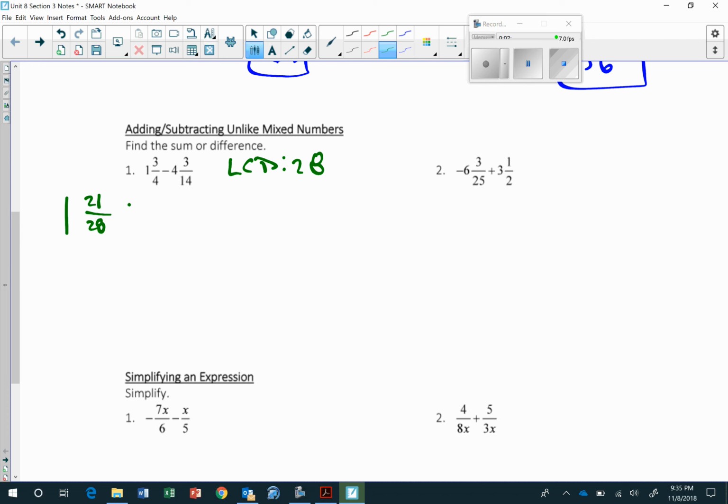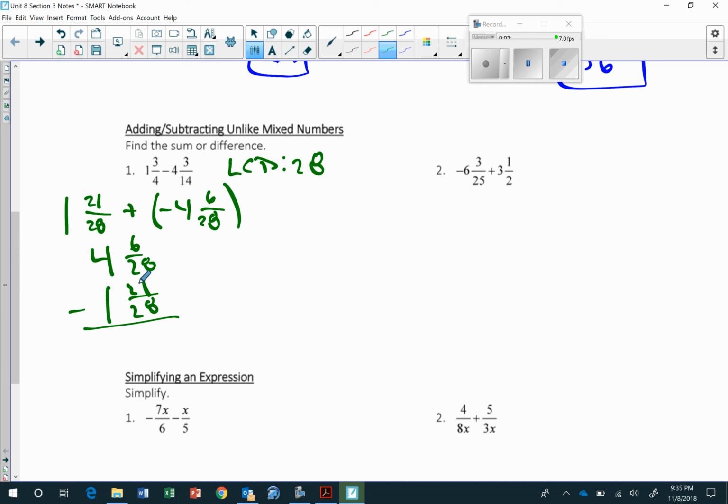Then I can switch this to plus negative 4, and I need something over 28. 14 times 2 is 28. 3 times 2 is 6. I'm going to go ahead and write these vertically now. I'm doing bigger one minus the smaller one. So 4 and 6 over 28 is minus 1 and 21 over 28. Just like we did with integers, we want to do bigger minus smaller.